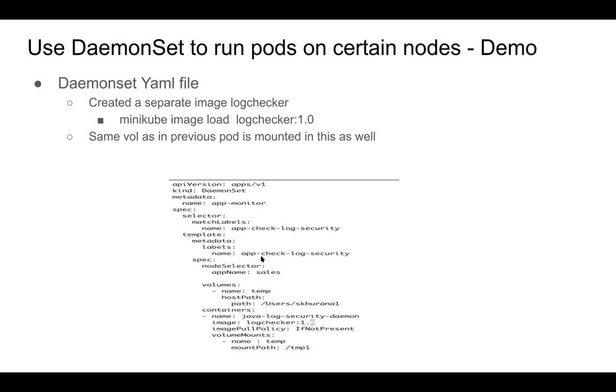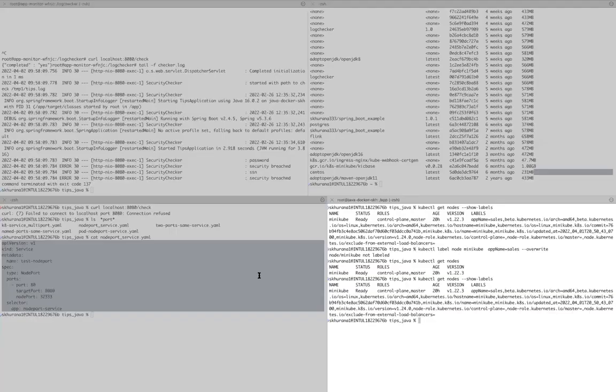It's the same. So this is a pod template. Metadata labels this. Then I'm creating a pod with this, and here the image I'm giving is a different one. This is a log checker image, and the same volume I'm mounting, right? So let's see that.